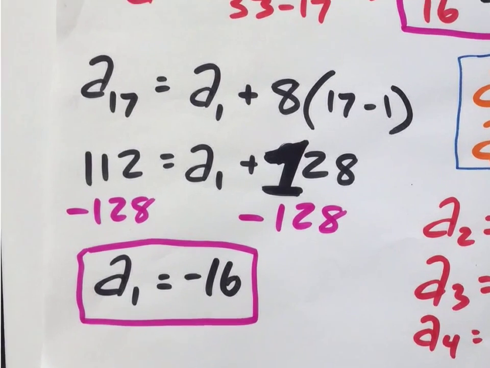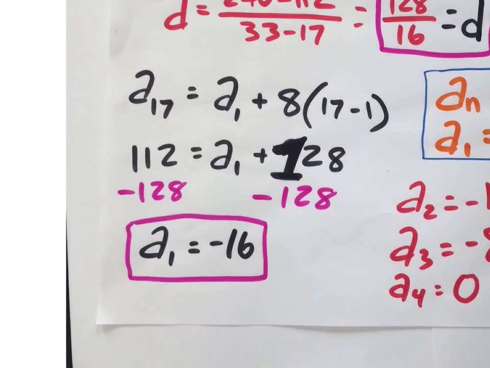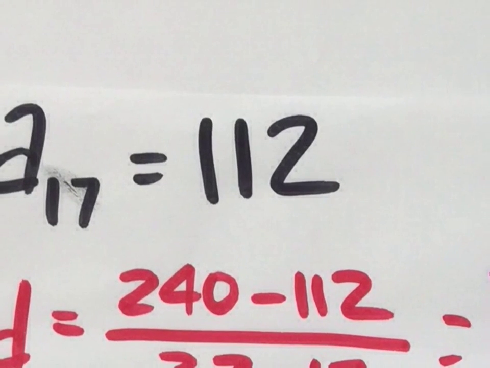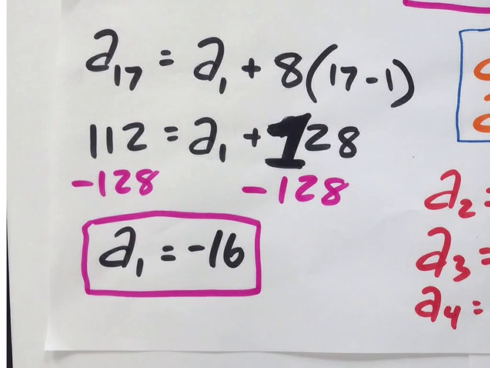Now we need to figure out what the first term is. We're going to use our explicit equation formula. We're going to pop in our difference. We're going to swap out a sub 17 for 112, which we know because we're using this given information in the beginning, right? And when we multiply 8 times 16, that's going to give us positive 128. We'll subtract 128 from both sides. And now we've got the first term. It is a sub 1 equals negative 16.